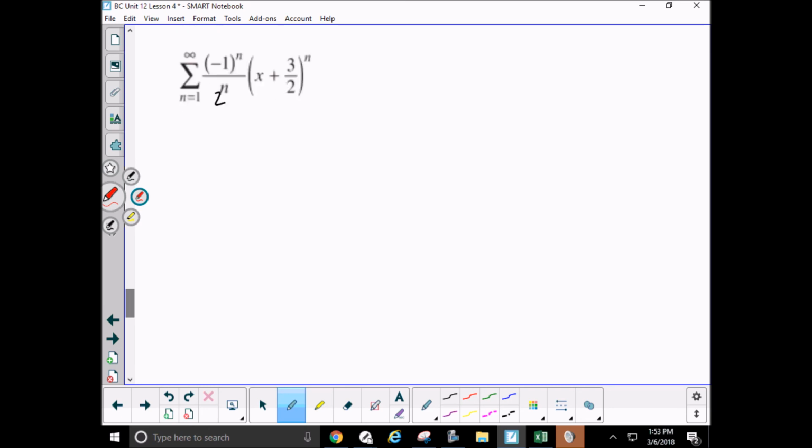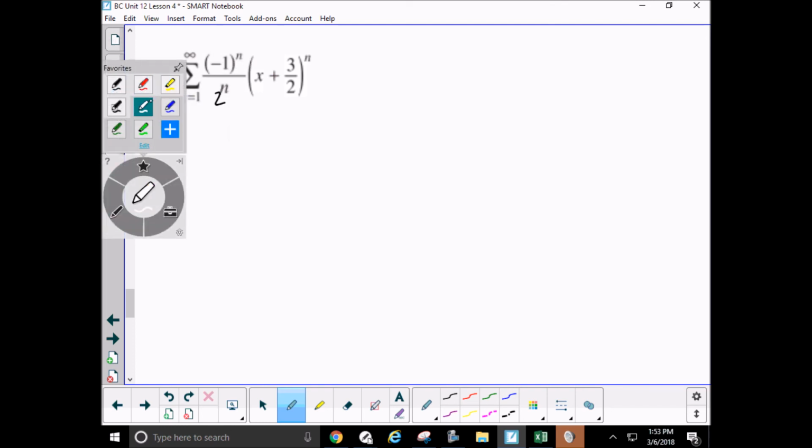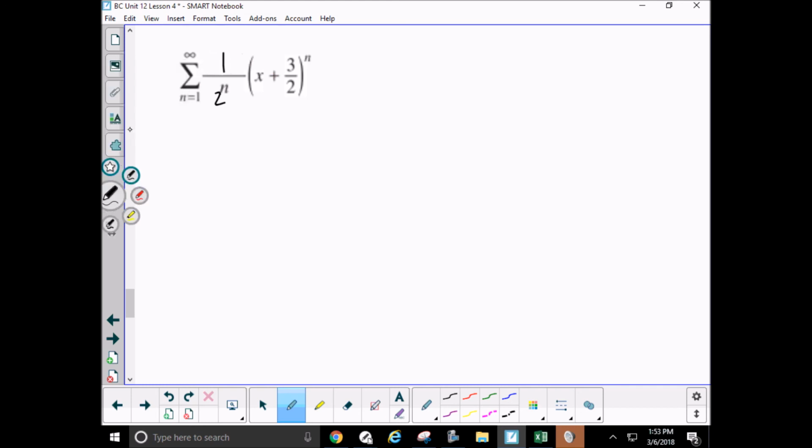Let's do another one. I'd like to do this one, but without the negative 1 to the n. So I'm going to remove the negative 1 to the n. Just have 1 over 2 to the n times x plus 3 halves to the n. And this is a great example of, like, you don't have to use the ratio test if you don't really want to. Because I could write this as x plus 3 halves over 2, this quantity to the nth power, and all of a sudden we have a geometric series. We'll end up with an answer that is the exact same thing as if we use the ratio test.